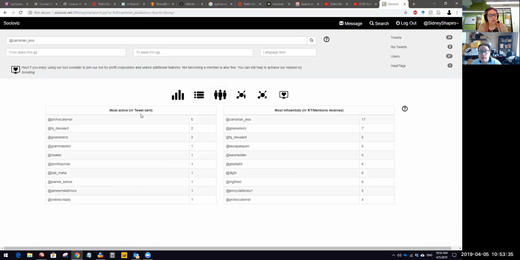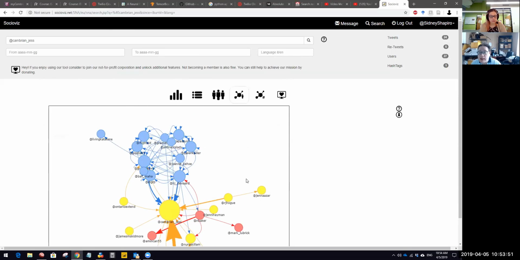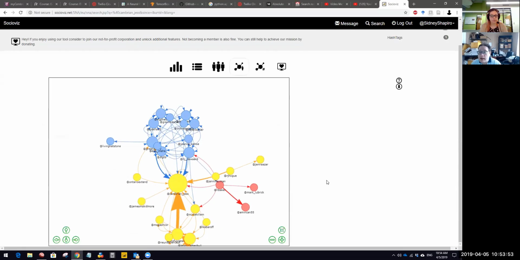This shows you the most active, the number of tweets sent. So that's been Mel over the past week. Yep. And the most influential, which means the most number of retweets or mentions received, that's been you, followed by Terry, right?